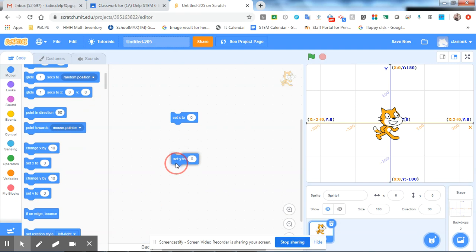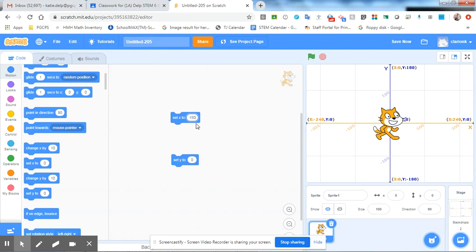Now we said that if we wanted a sprite to move to the right, we needed a positive X value, okay? So that means that if I put a positive number in this box, Scratchcat, our sprite, should move somewhere to the right, okay? The right side of the stage. So let's make that number 150, okay? And when I click on this block, you're going to notice that Scratchcat is going to follow the instruction, right?